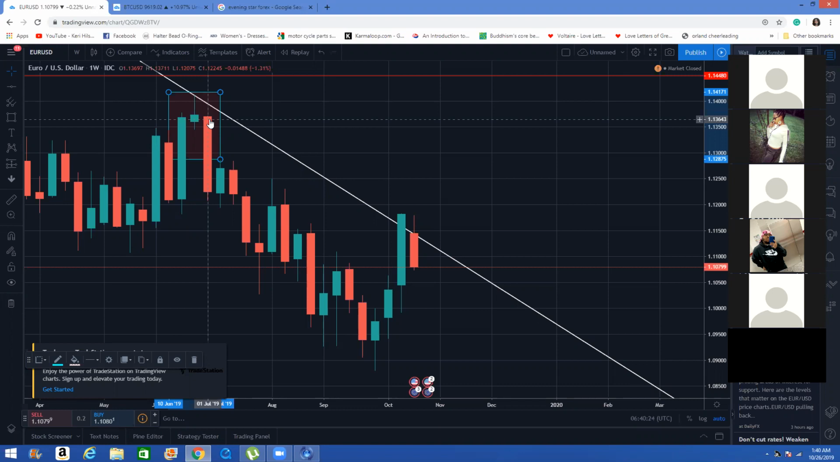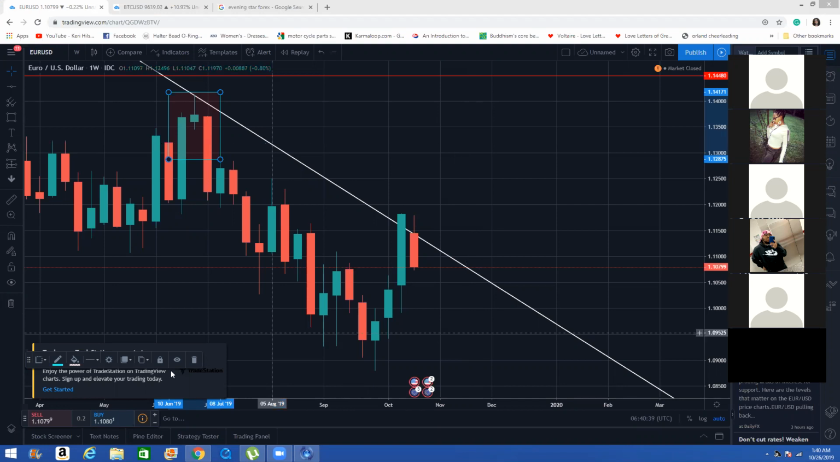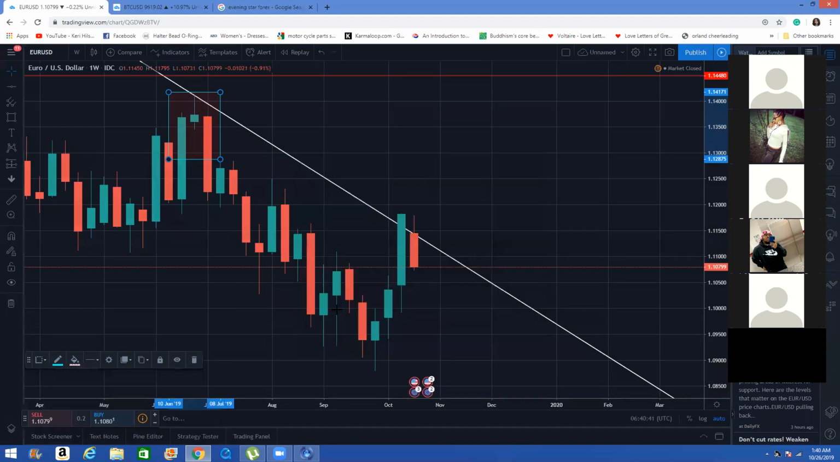All right, cool. So you always want to have confluence when you're trading. You always want to have confluence when you're getting into a trade. If you're only getting into a trade for one reason, that's not valid. It's not a valid trade, just to be honest with you. You want to have multiple reasons to get into that trade.